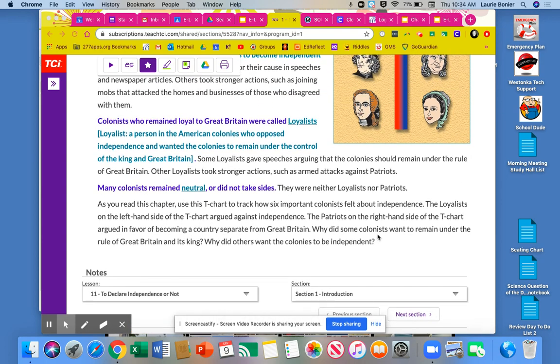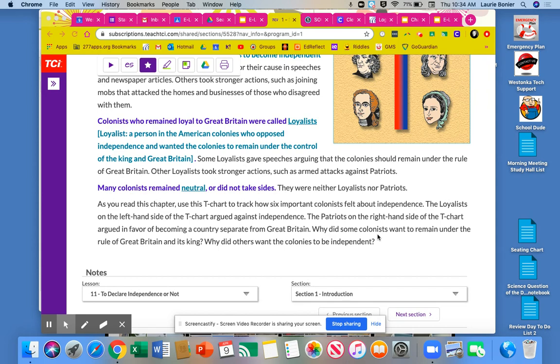Now, not everybody was either a patriot or a loyalist. There were some people who just didn't know what the best thing was. They didn't know which side to take. And these people were called neutralists. And neutralist means that they didn't take a side. They weren't one way or another. They were kind of in the middle. They were undecided on their views at this point.